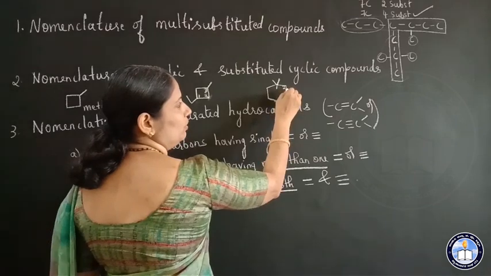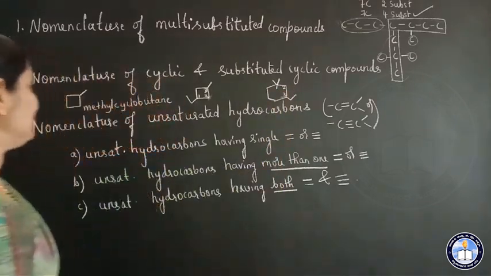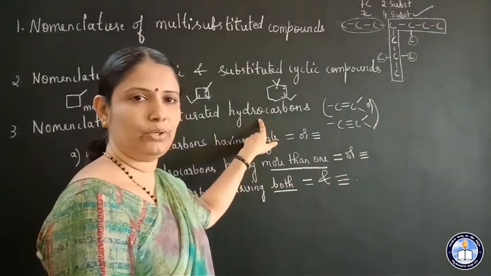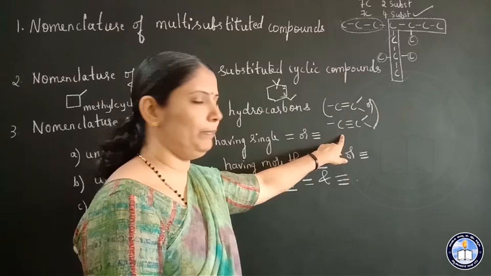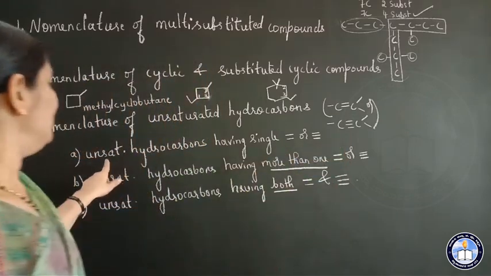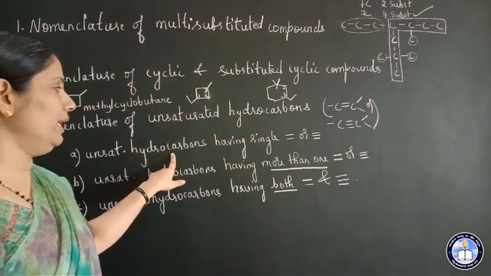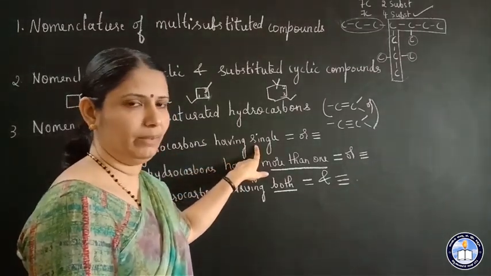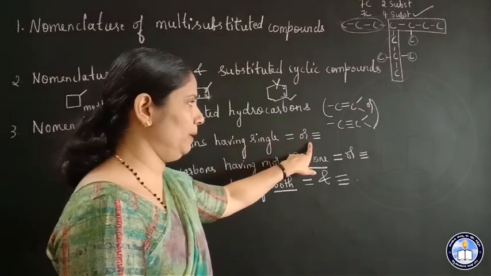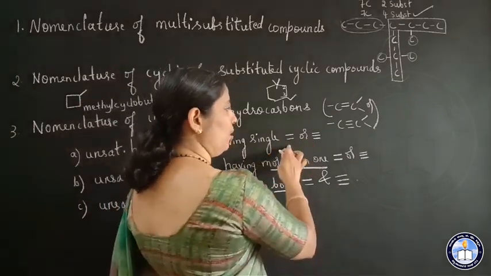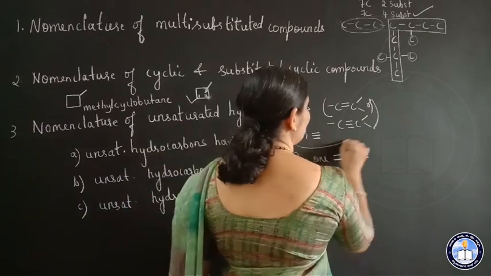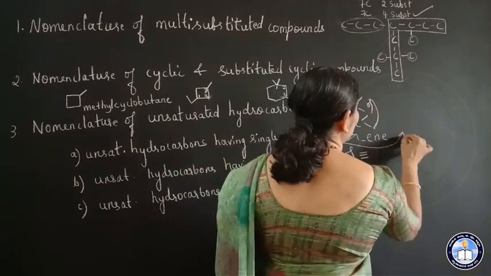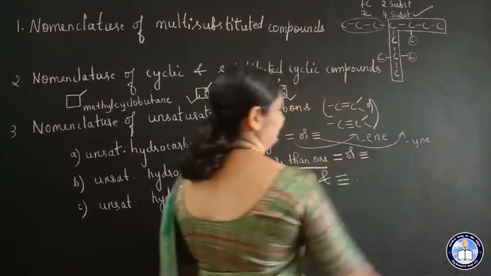So 1, 2, 3. Next we studied nomenclature of unsaturated hydrocarbons. Hydrocarbons having double bond or triple bond. Now under that we studied unsaturated hydrocarbons having a single bond, meaning only one double bond or only one triple bond. So the suffix, if double bond is present, the suffix is ENE. If triple bond is present, then the suffix is YNE.